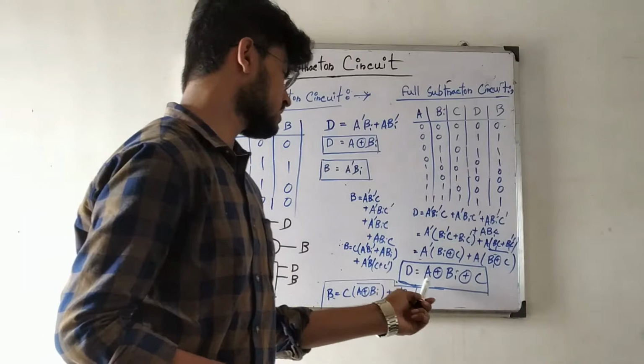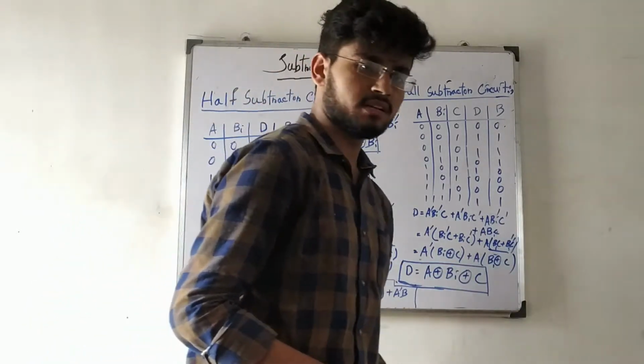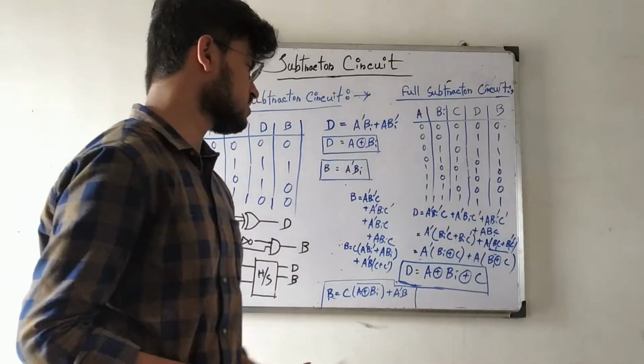So this is nothing but D is equal to A XOR B XOR C, because this is A bar (B XOR C) plus A (B XOR C) whole bar. So that is D is equal to A XOR B XOR C.